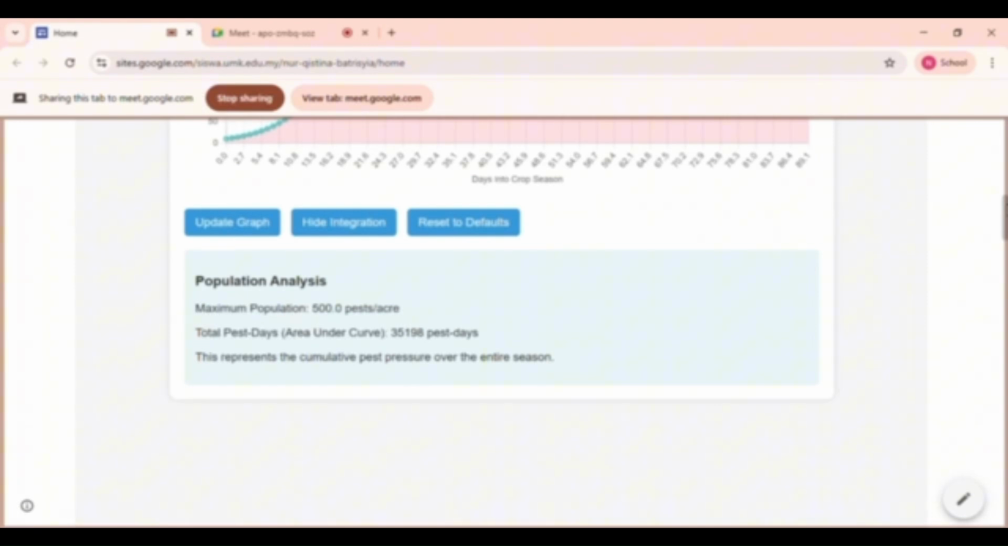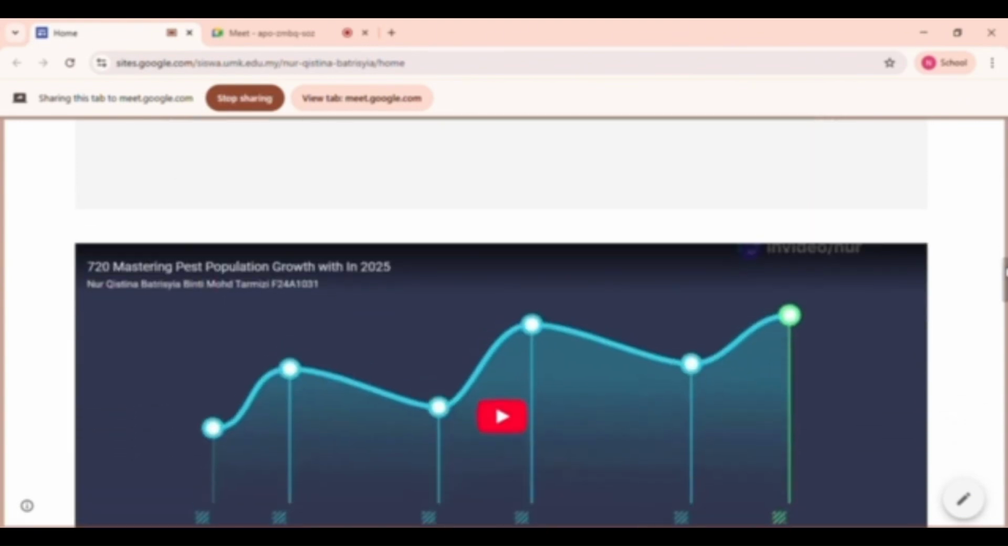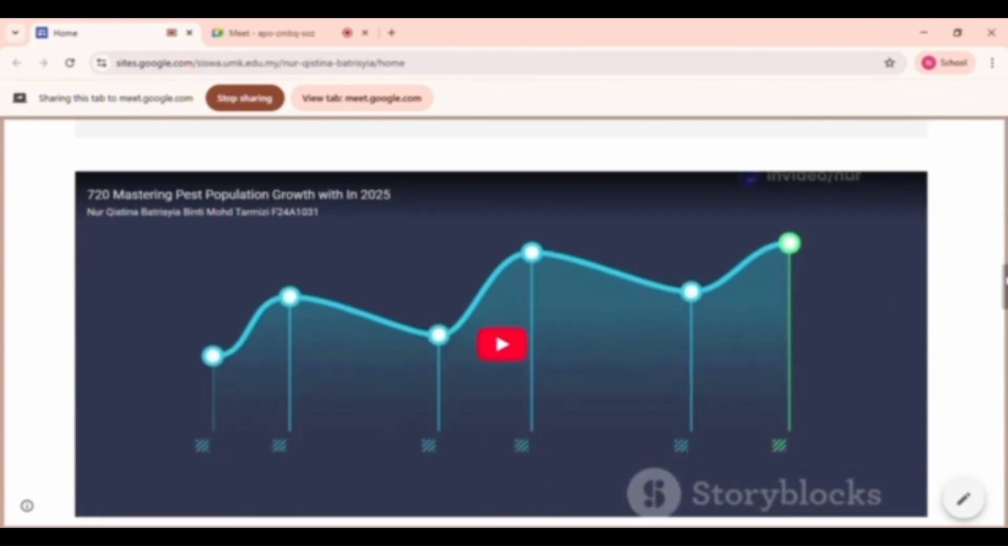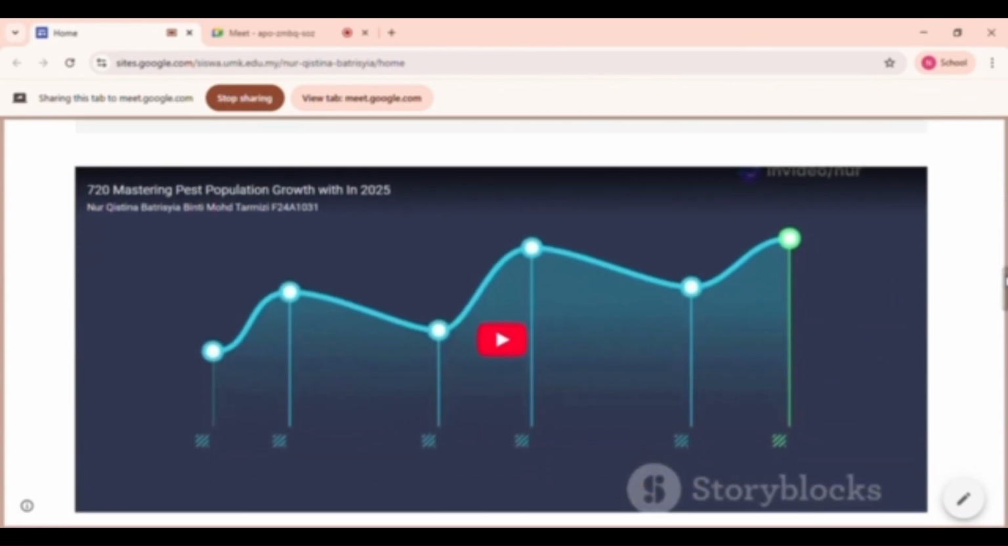Okay, let's go to part 2. This is created by using AI in video I/O that forms a video with a duration of 2-3 minutes. This video will explain to students about the mathematics chapter of differentiation and integration to estimate total pest population growth during the crop season. Let me show you this video.